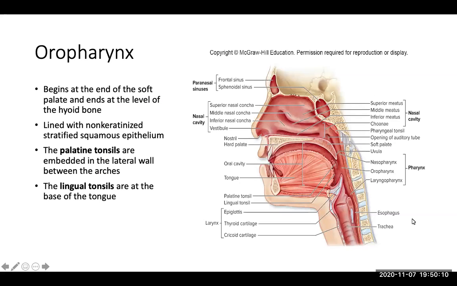The oropharynx begins at the end of the soft palate, and you can see the soft palate here where my cursor is, and ends at the level of your hyoid bone. When you swallow, the soft palate will elevate to help prevent food or drink from going up into the nasal cavity. The oropharynx is lined with non-keratinized stratified squamous epithelium. So it's several layers thick of those squamous living cells to help with abrasion of food that's going past it. The palatine tonsils are embedded in the lateral wall between the arches, and the lingual tonsils will be at the base of the tongue.